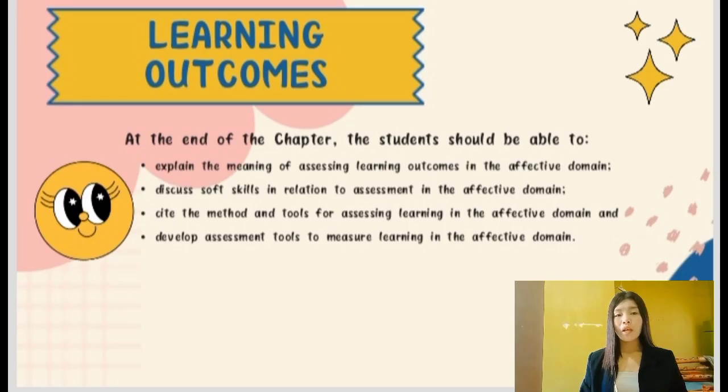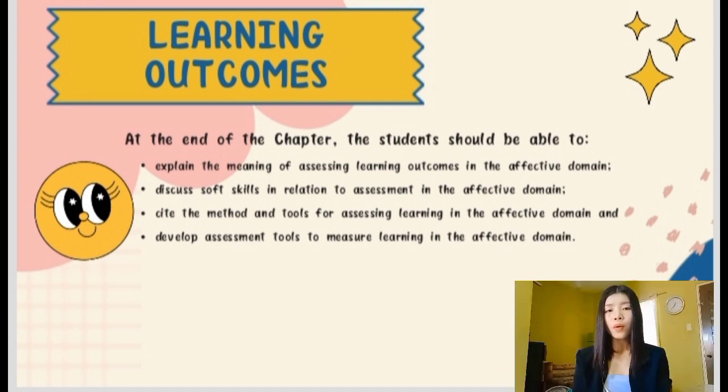I will read the learning objectives first. At the end of the chapter, the students should be able to explain the meaning of assessing learning outcomes in the affective domain, discuss soft skills in relation to assessment in the affective domain, cite the methods and tools for assessing learning in the affective domain, and develop assessment tools to measure learning in the affective domain.